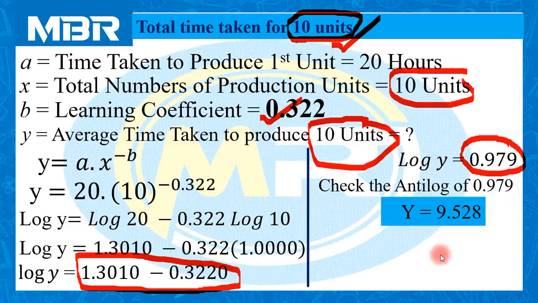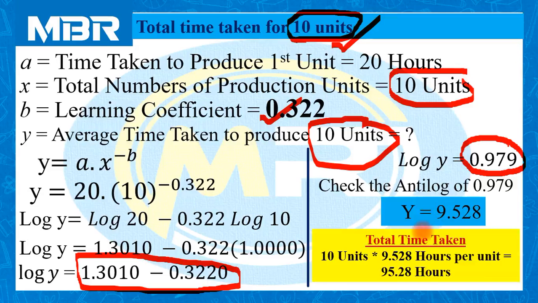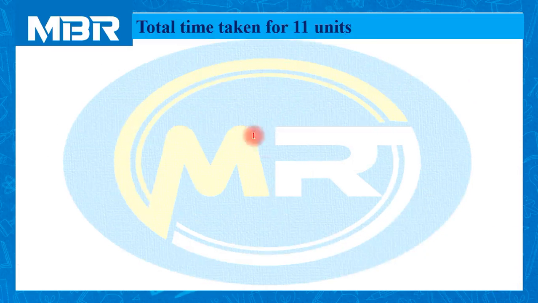In order to conclude the calculation, check the antilog of 0.979, which is 9.528, and we need to put the decimal after one digit. So y is equal to 9.528, and the total time taken for 10 units is 10 units multiplied by 9.528 hours per unit, which is equal to 95.28 hours. It is necessary to keep the figure of 95.28 hours in our mind in order to conclude our answer number 3. Let us move to the second part of the solution.